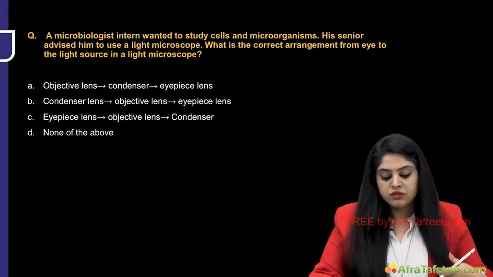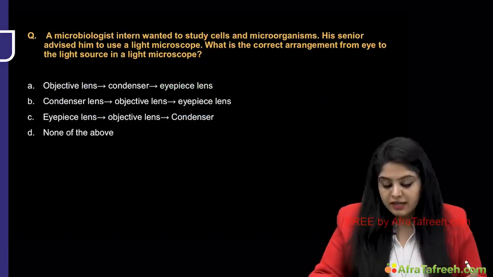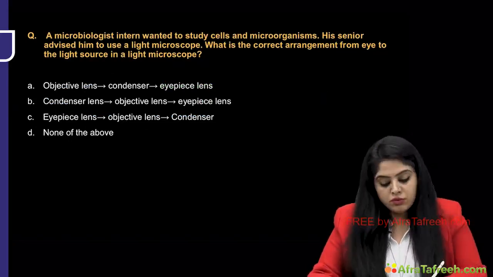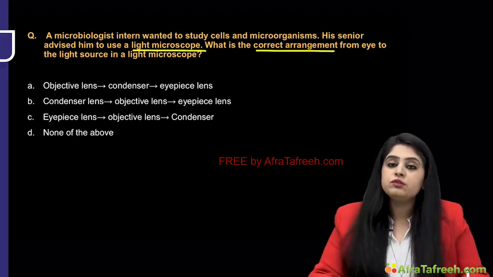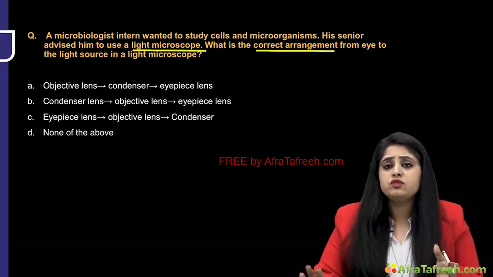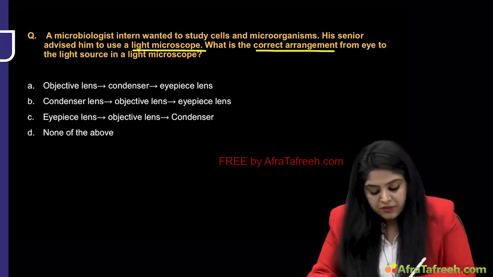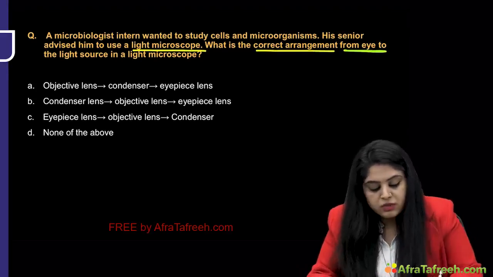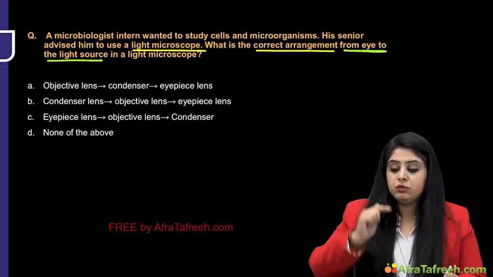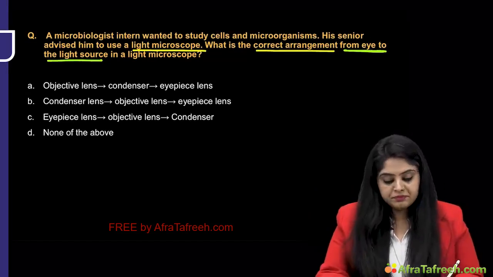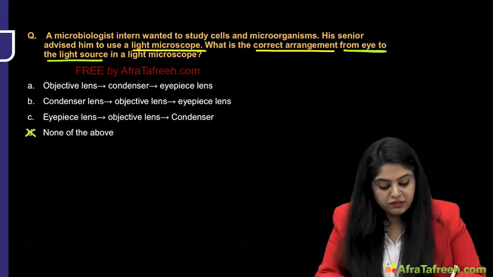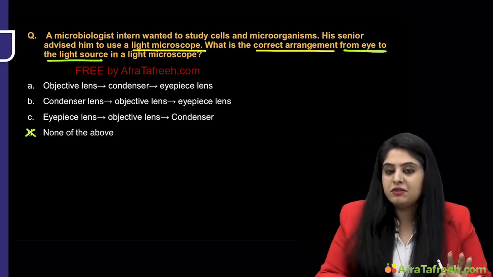There's a microbiologist intern who wanted to study cells and organisms. His senior advised him to use a light microscope. What is the correct arrangement? Now, most of the students just learn, oh, okay, microscope and arrangement, but you forgot to read something essential. From the eye to the light source, means from eyes to light, from top to bottom they have asked you. So now tell me, none of the above is obviously not going to be it, let's rule that out. We will have to find that answer.